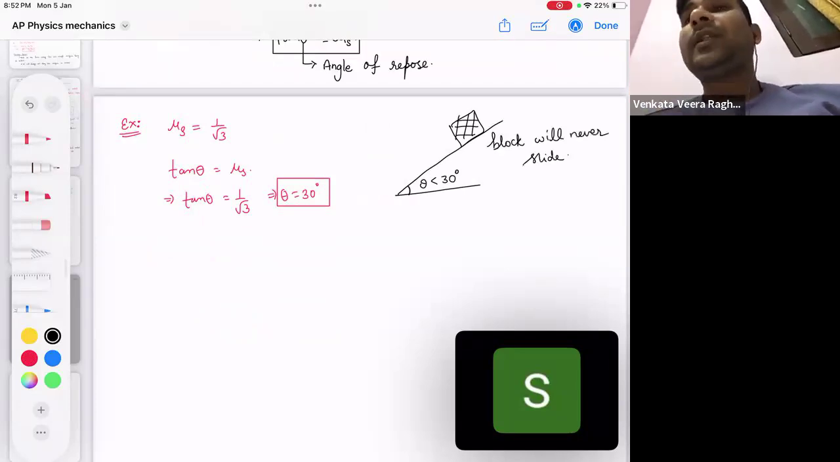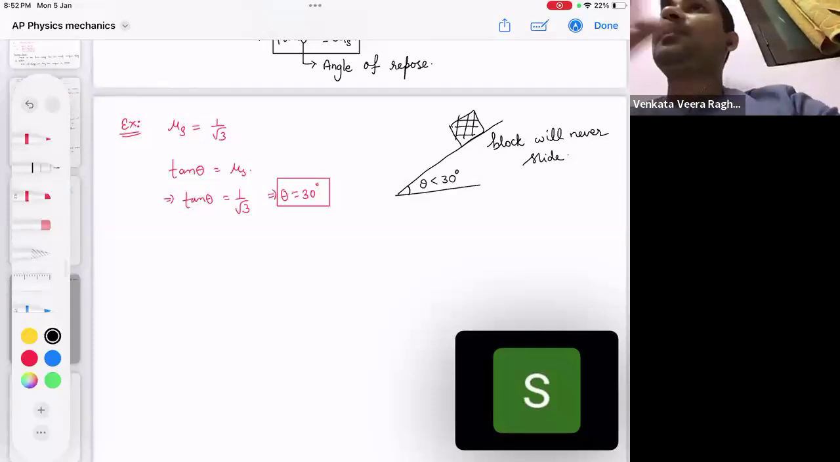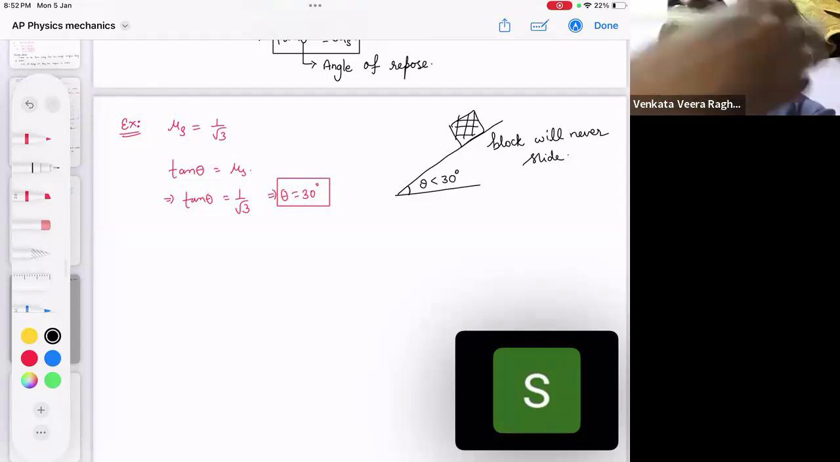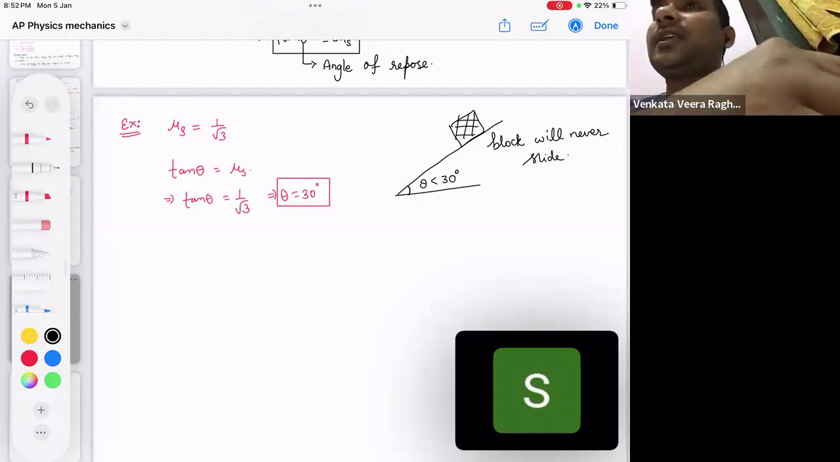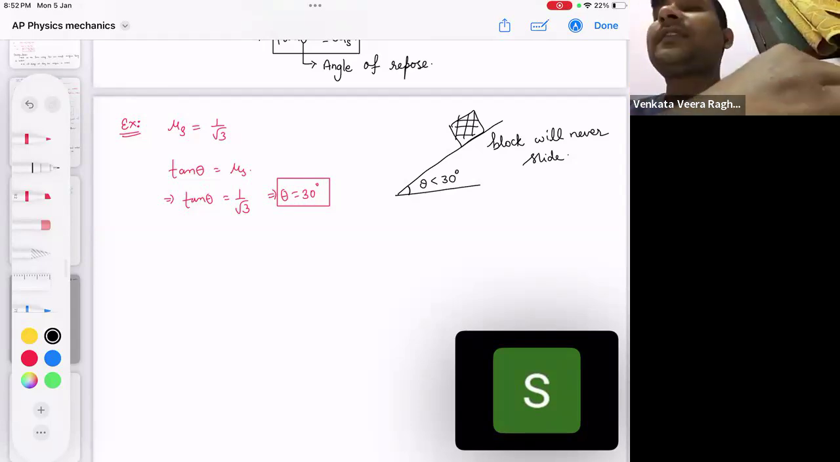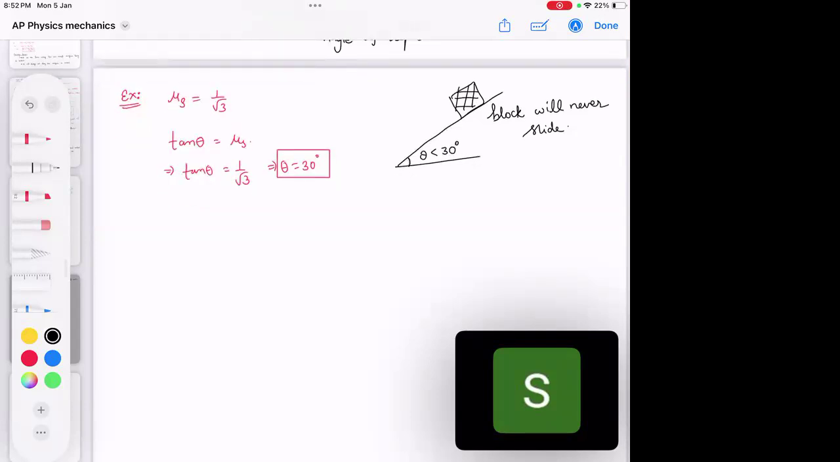Understood? So like that, sometimes they will give you the mu s, then they will ask you a block is kept on that inclined plane. Tell me what is the acceleration of the block. Straight away, I can say that if theta is 20 degrees, the block is not going to slide. Acceleration is zero. Next they gave theta is 45 degrees. Will the block slide now? Yes, sir.